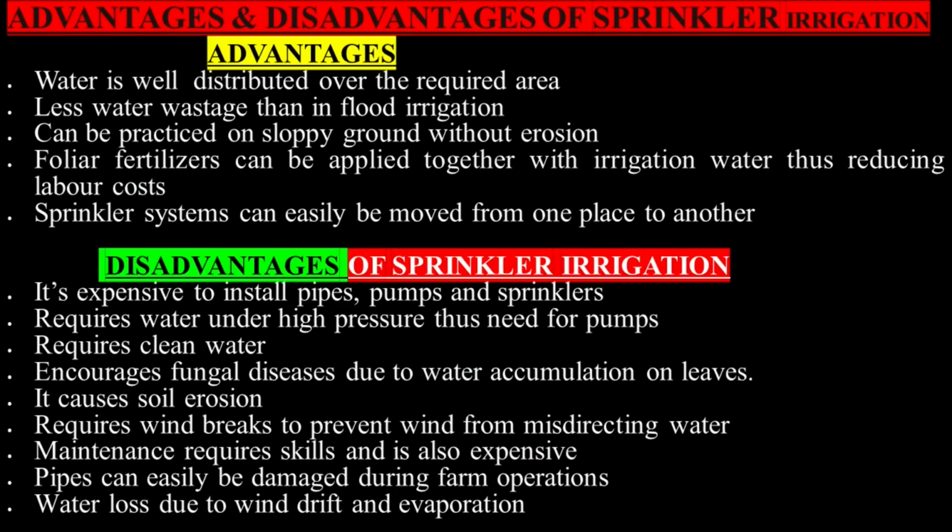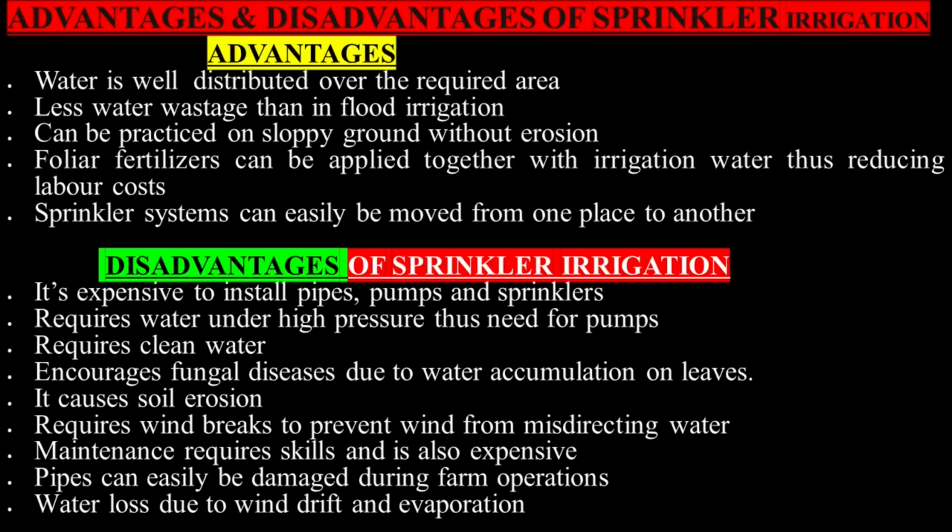Advantages of sprinkler irrigation. Water is well distributed over the required area. Less water wastage than in flood irrigation. Can be practiced on sloppy ground without erosion. Foliar fertilizers can be applied together with irrigation water, thus reducing labor costs. Sprinkler systems can easily be moved from one place to another.